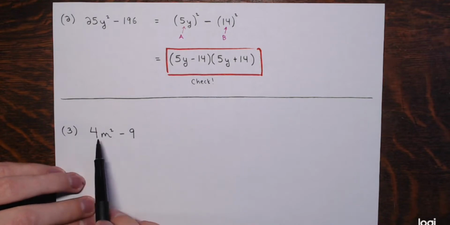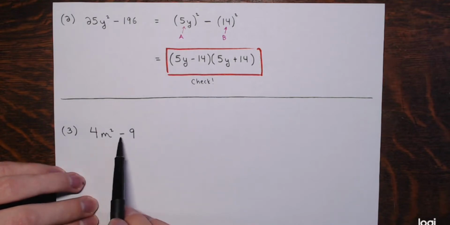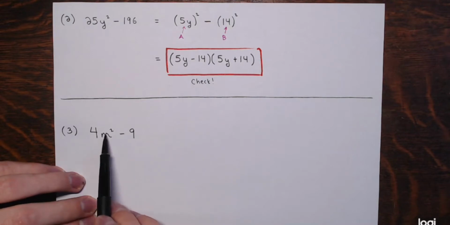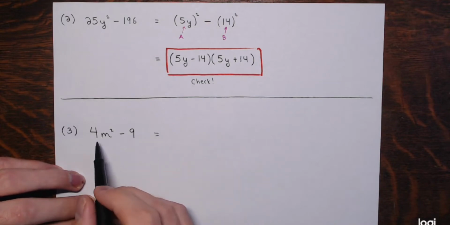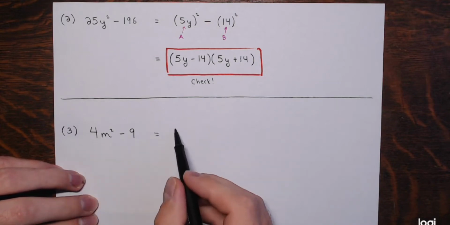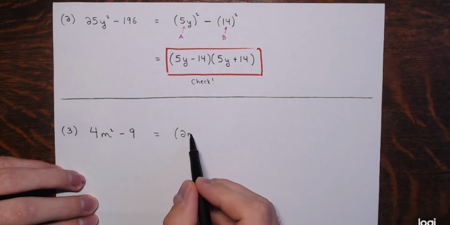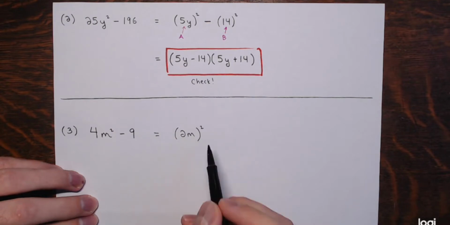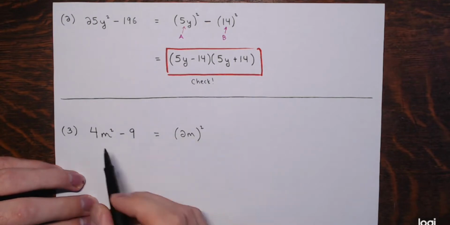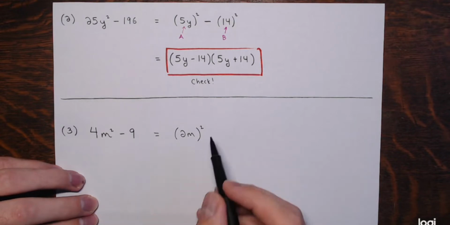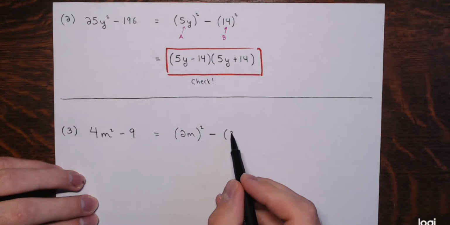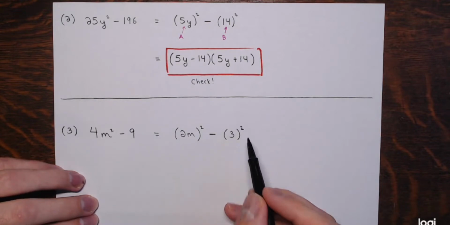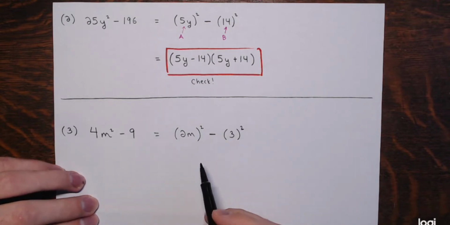So number 3, again I got two terms. There's a difference, right, subtraction, and there's a square, so there's a good chance that this is a difference of squares as well. 4m squared, that's 2m to the second power, right? 2m times 2m is 4m squared. Minus, and then another square, 9. 9 is 3 squared. So I got a difference of squares.